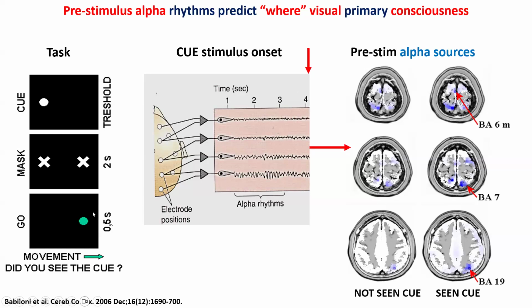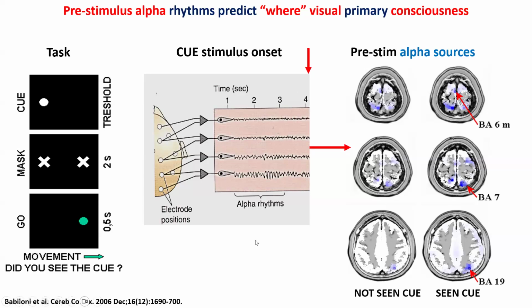After about 2 seconds from the cue stimulus, there was the appearance of the go stimulus, a green circle appearing for 500 milliseconds, half a second. This was sufficiently long to be always perceived consciously.